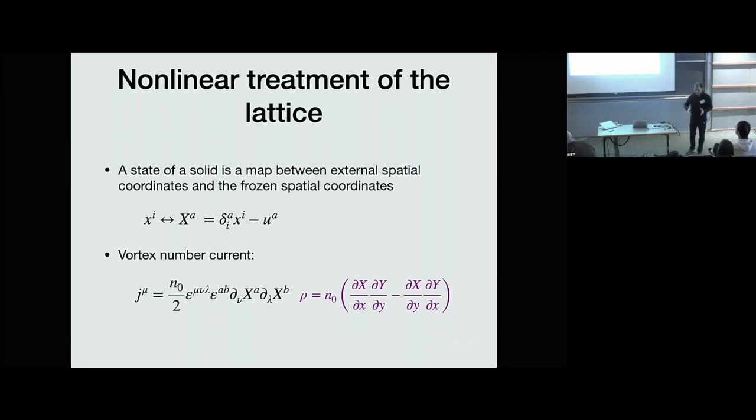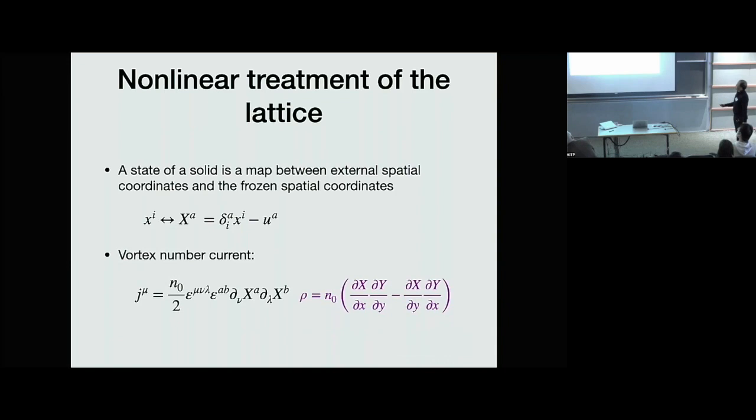One is our usual system of coordinates in space, and the other system of coordinates is the system of coordinates frozen into a solid. So imagine that you have a solid in the ground state. You draw some system of coordinates in that solid, and then when the solid deforms, you imagine that that system of coordinates deforms with the solid. So a state of a solid can be thought of as a map between two systems of coordinates, the external system of coordinates and the internal frozen system of coordinates that I call capital X.